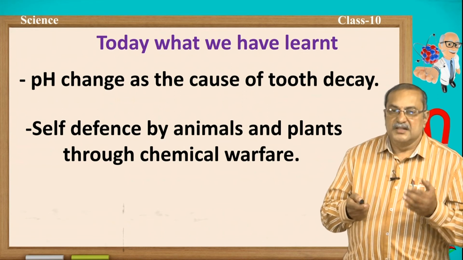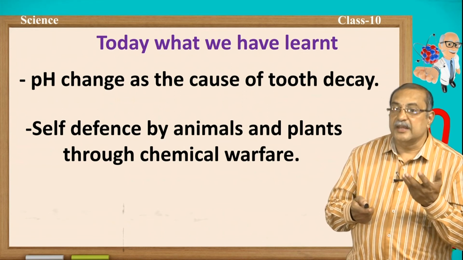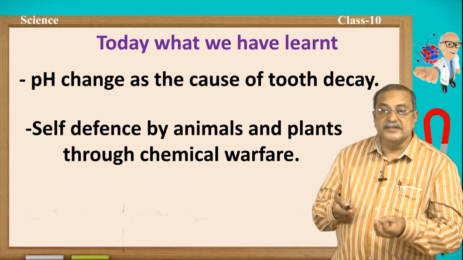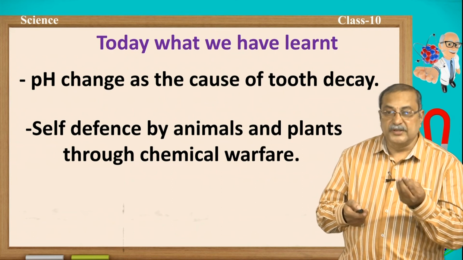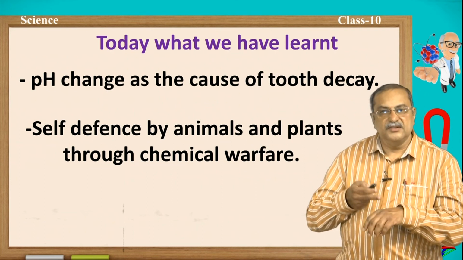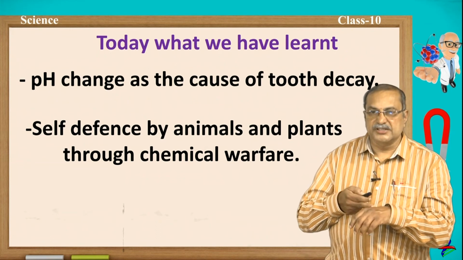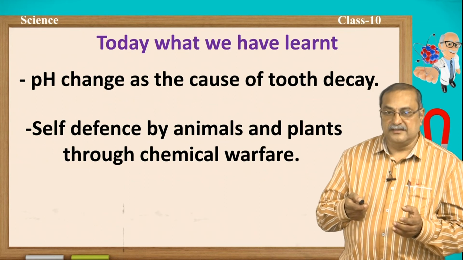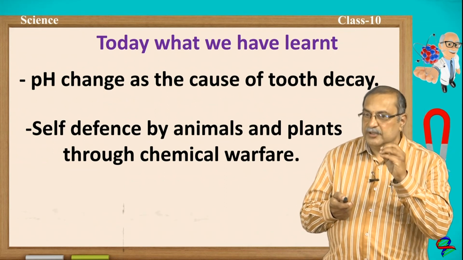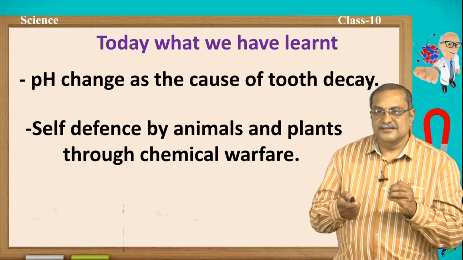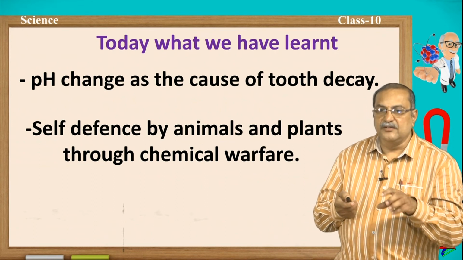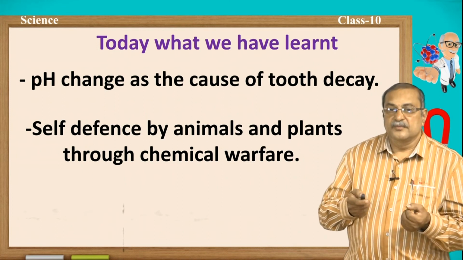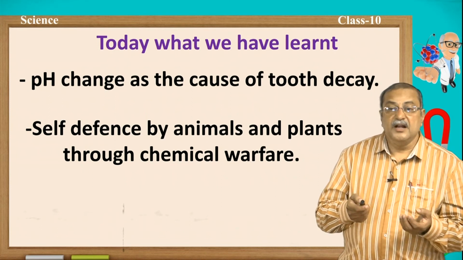No? Okay. Self defense by animals and plants through chemical warfare, that is the nettle plant, and even ants and honeybees also. Red ants, if they sting, they have methanoic acid that they inject into the body. So, by that it causes irritation and pain, methanoic acid, and they protect the surrounding area, the dwelling place where they live, with these acids also. So, these are all mechanisms which are developed in the animal kingdom.